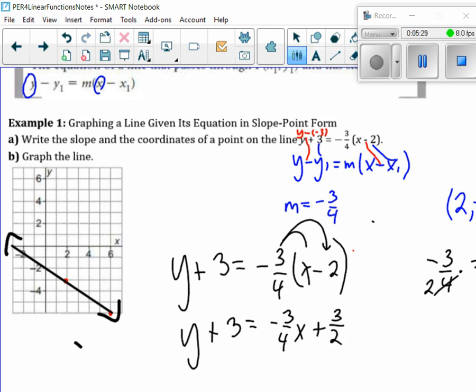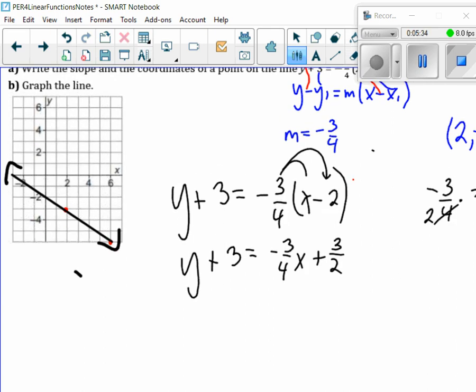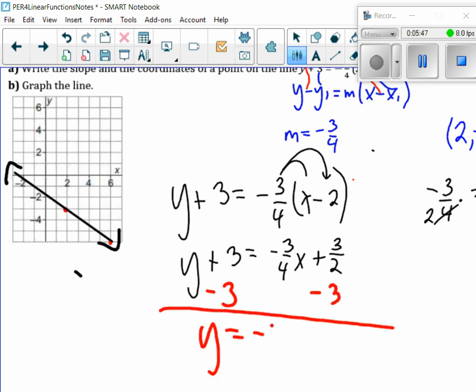Okay. Then how do I get it in y equals form? How do I get it in y equals form? Subtract 3. Okay. So I get y equals negative 3 over 4x. Does anybody know what plus 3 over 2 minus 3 is? It's 1? Wouldn't it be what?